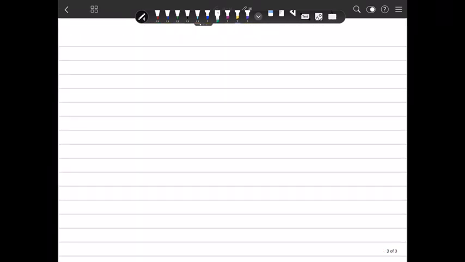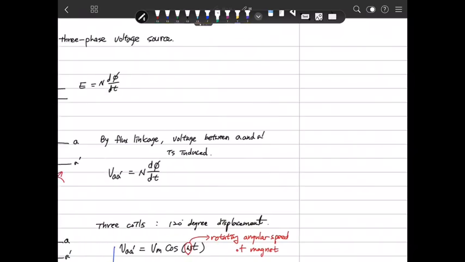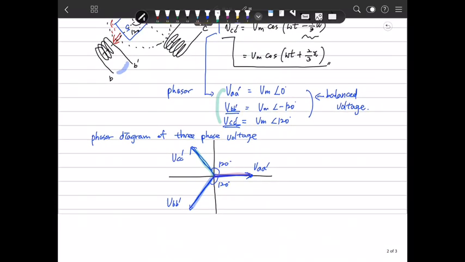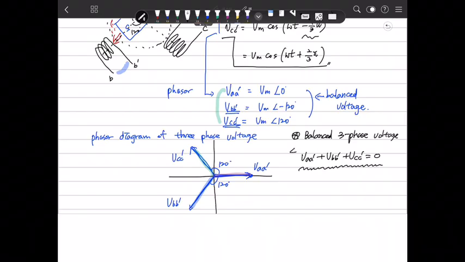The very important characteristic of the balanced voltage is, I will write here, in the case of 3 phase voltage, VA prime plus VB prime plus VCC prime is always 0. This is an important characteristic of a balanced 3-phase voltage. If it is not balanced, then this is not satisfied.